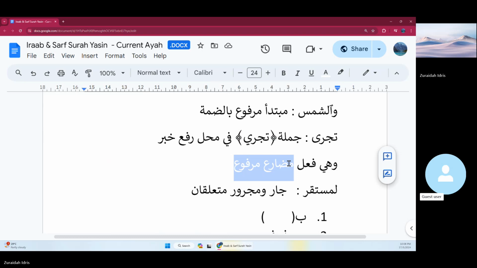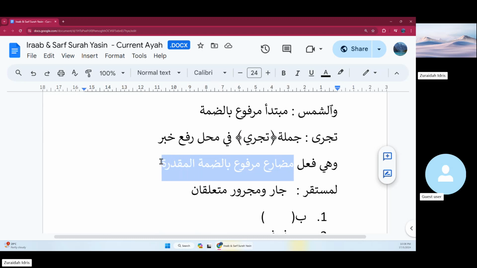It's something that you cannot see, right? But it's still the same sign, like this one. So it's still dhamma, but you cannot see it. And when we cannot see it and we are trying to guess, takdiruhu. No, there's another word. Not takdiruhu. There's another term. Muqaddarah. Yes, excellent. And it's muqaddarah on what?